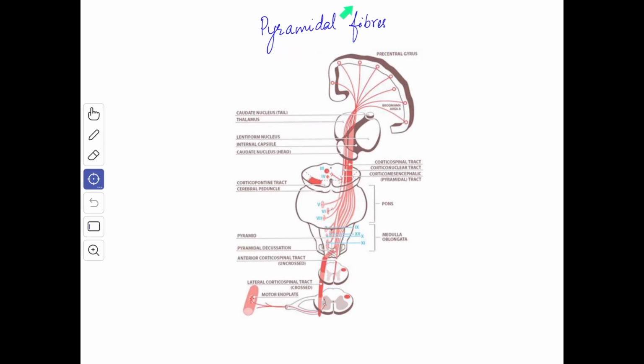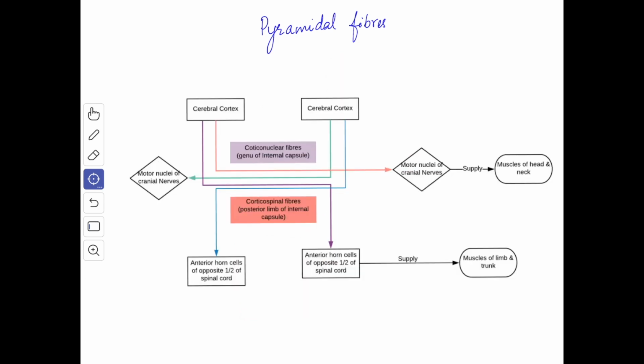Next we'll see the pyramidal fibers. They arise from the cerebral cortex and they relay in the lower motor neurons within the brainstem and the spinal cord. The pyramidal fibers are of two types. One is the corticonuclear fibers, the other one is the corticospinal fibers. This is a flow chart to show the corticonuclear fibers and the corticospinal fibers. The orange and the green ones are the corticonuclear fibers.